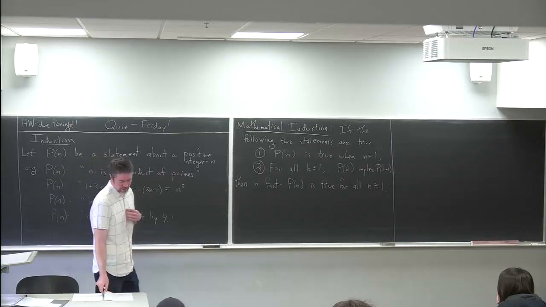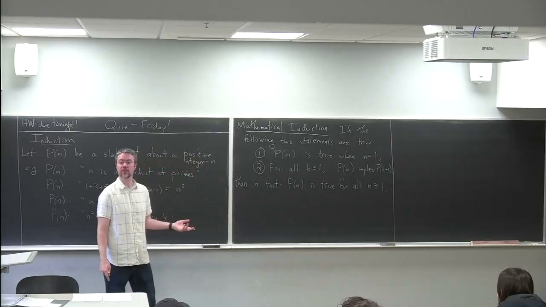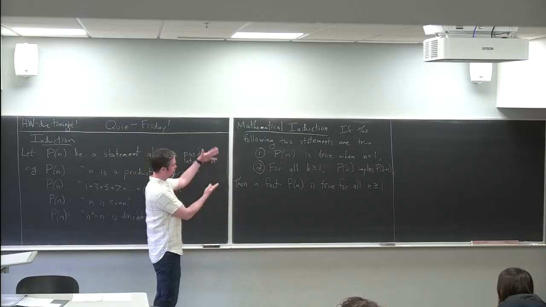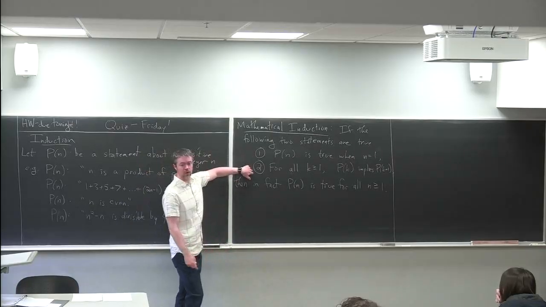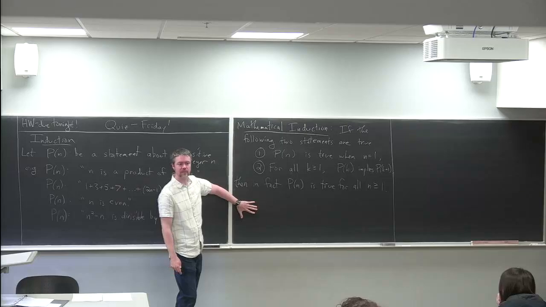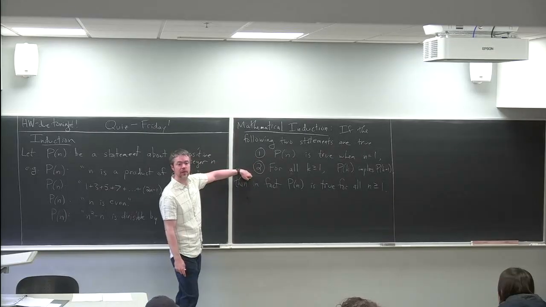So again, induction is supposed to be a tool for proving that P of n is true for all n greater than or equal to 1. And what this principle of mathematical induction is saying is that if you know 1 and 2 hold, then you get to conclude that. So the technique then in mathematical induction is to establish 1 and establish 2, and then that's it, right? Then it follows.